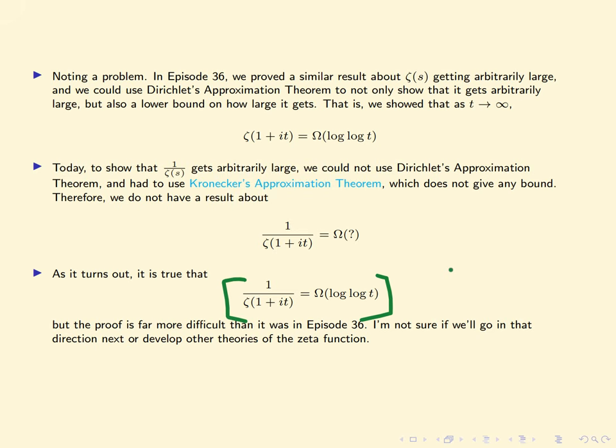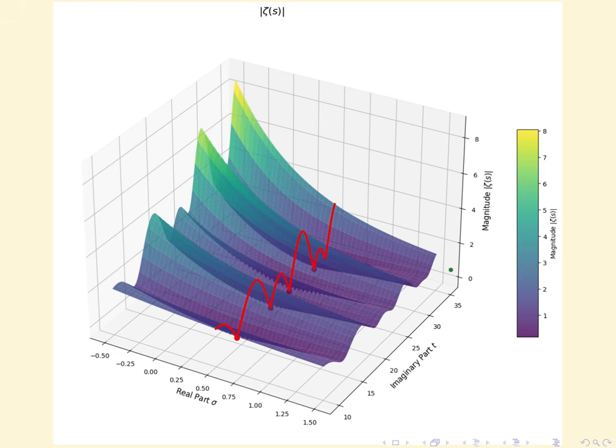Okay, and then finally, I'm going to give you some visualizations since you sat through 25 minutes of proofs. So remember back in episode 29, we looked at this diagram of the absolute value of zeta of s, and the red line is looking at this thing along the critical strip. So this is now a 3D graph. This edge is the real part sigma, and this is the imaginary part t. So let me redraw this.